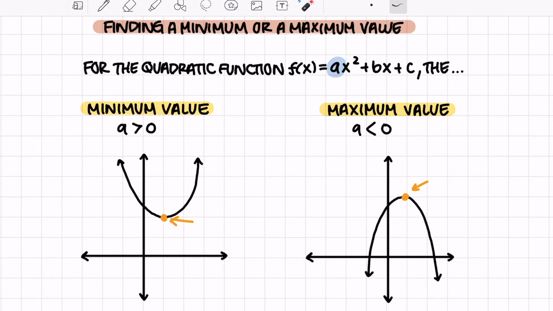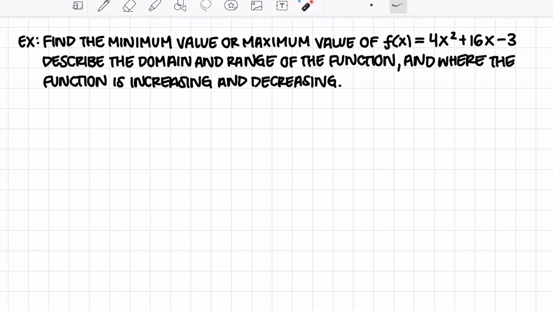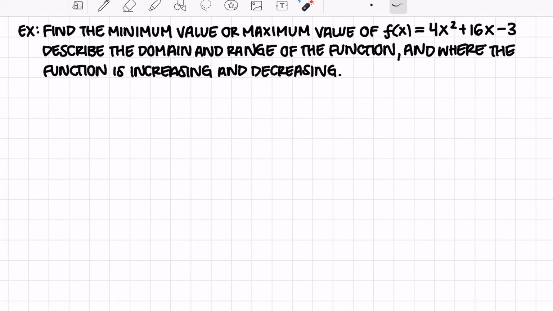Okay. So let's say, for example, we're asked to find the minimum or maximum value of f of x equaling 4x squared plus 16x minus 3. It also asks us to describe the domain and range of the function and where the function is increasing or decreasing. So right here, first step that I want to do is find out and determine, do we have a minimum value or do we have a maximum value?